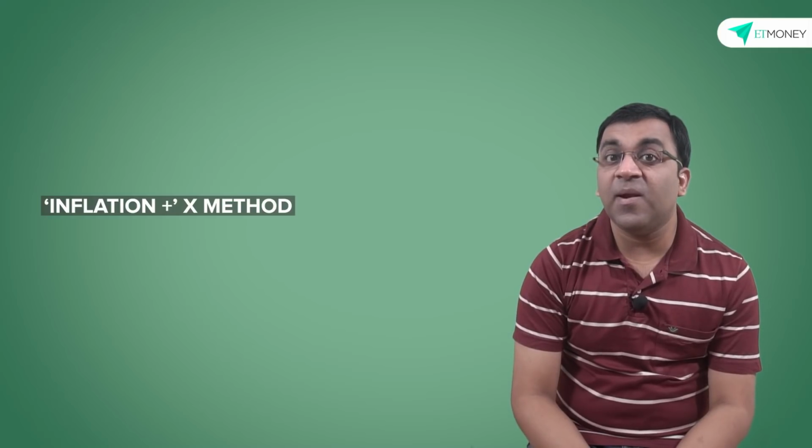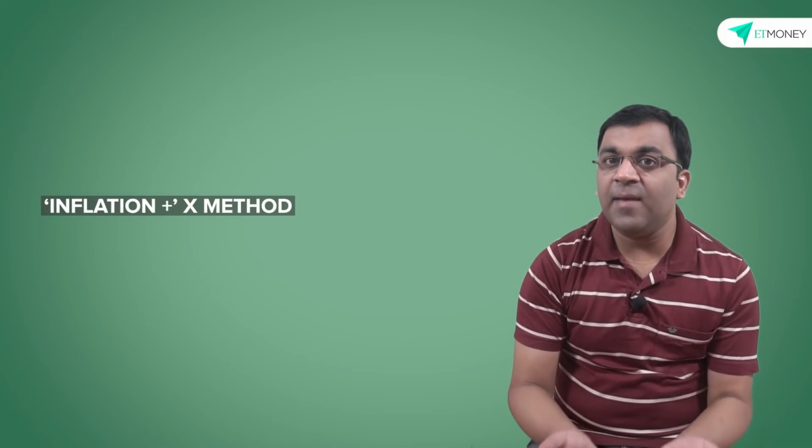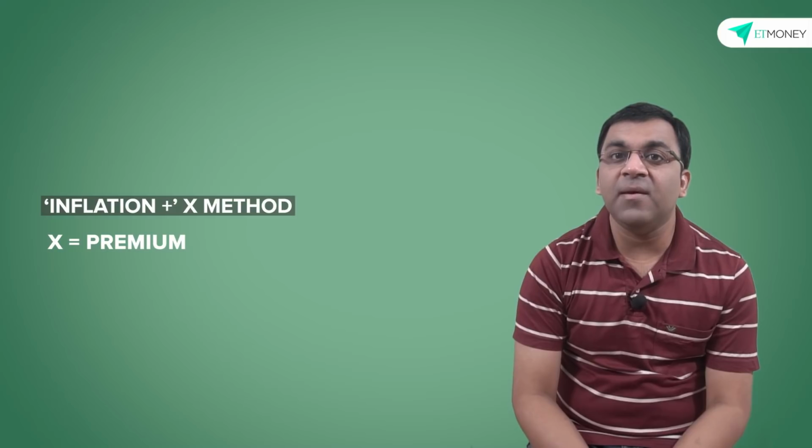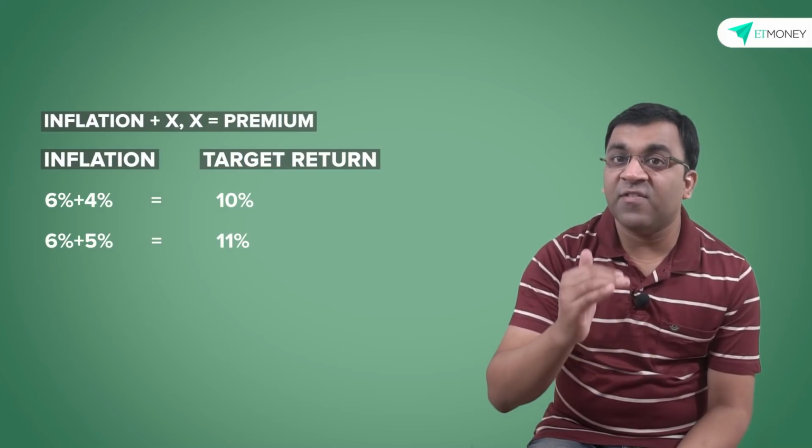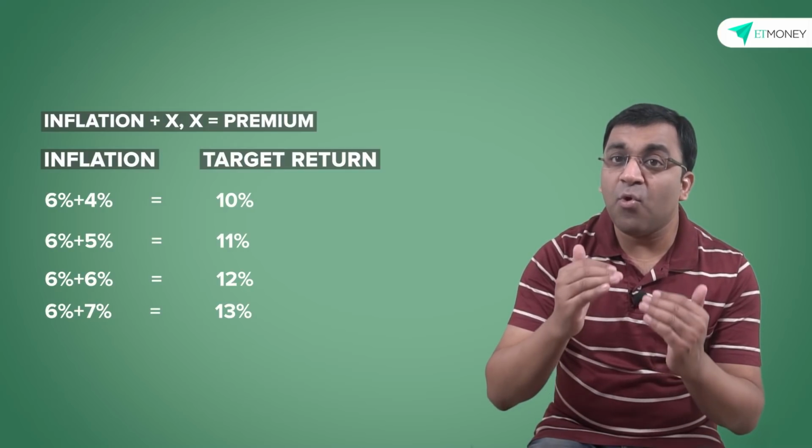A second approach one can consider is the inflation plus X method, which, as the name suggests, is about adding a premium to the long-term inflation rate. For example, let's say India's long-term inflation rate is 6%. So you look at targeting a 4, 5, 6 or a 7% premium over this inflation rate. This method has shown to work pretty well over longer periods of time, and is something I personally use with most of my calculations done at inflation plus 6%.